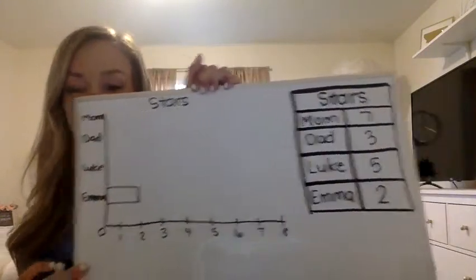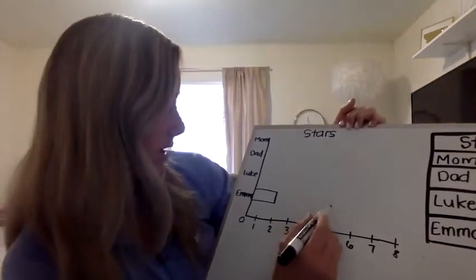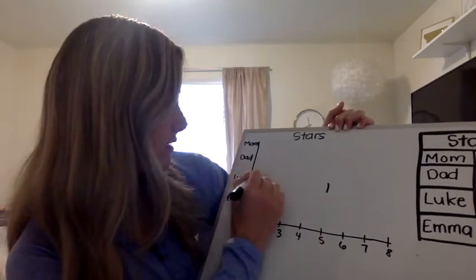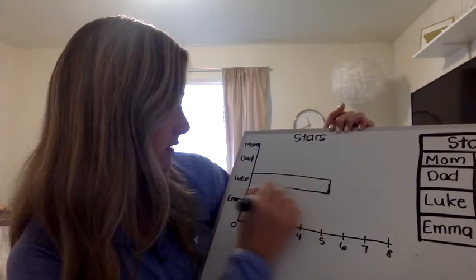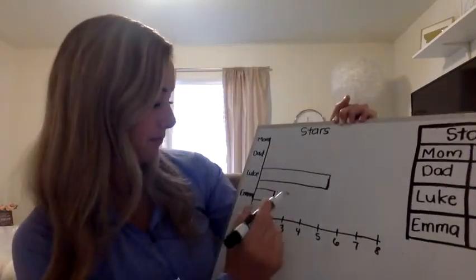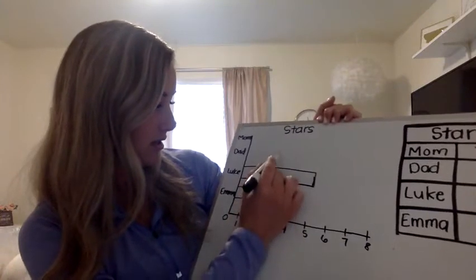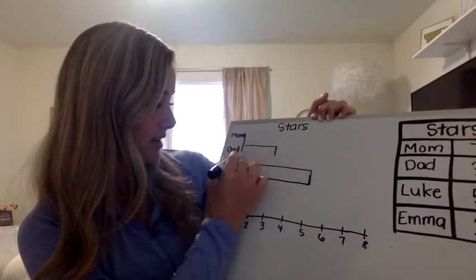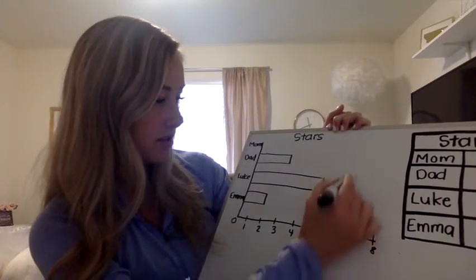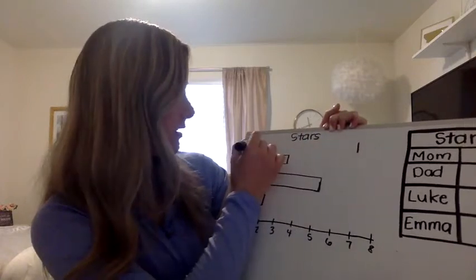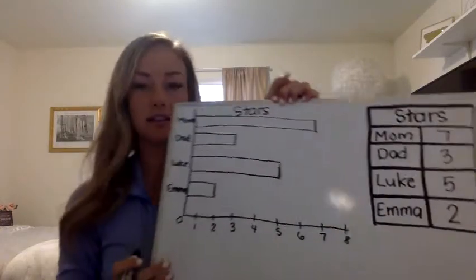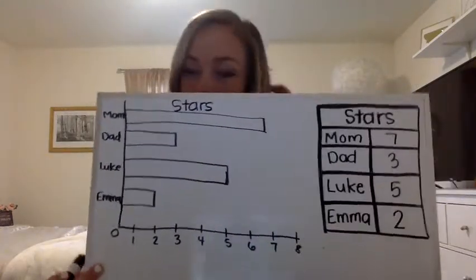Luke saw 5 stars. So his bar is going to go out to the 5, which is right here. So Luke saw 5, okay? Dad saw 3. So here's the 3. Dad's bar is going to go out to the 3. And Mom saw 7, right? So hers is going to go all the way out to the 7. Okay?